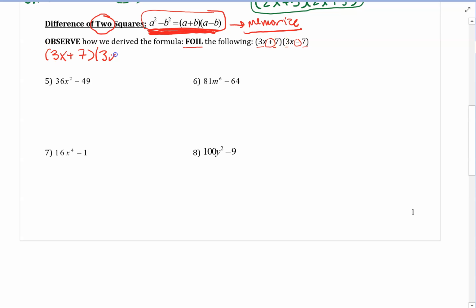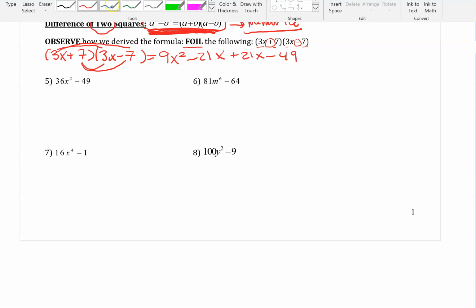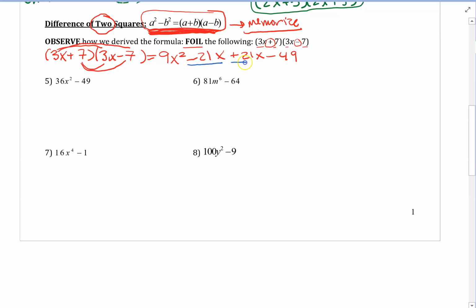So when we FOIL, we basically distribute twice. The 3x gets multiplied to the 3x. I get 9x squared. And then 3x times negative 7 gives me negative 21x. And then positive 7 times 3x gives me positive 21x. And 7 times negative 7 will give me negative 49. So then when I go to combine the middle terms, I notice they're identical again. They're both 21 because I had to multiply 3 times 7 twice. But the first time I multiplied it, it was 3 times negative 7. And then the second time I multiplied it, it was 3 times positive 7.